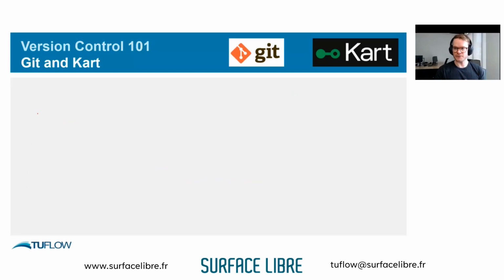I just want to quickly go through the general workflow of version control. This is something that software developers use and will probably be very familiar with if anyone's dabbled in that. I just want to go through the general workflow and also some of the general terminology and setup of version control before I jump into the specific TUFLOW or modeling examples of a workflow that you might use.